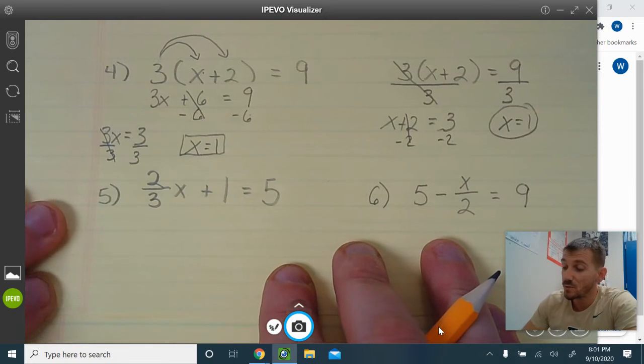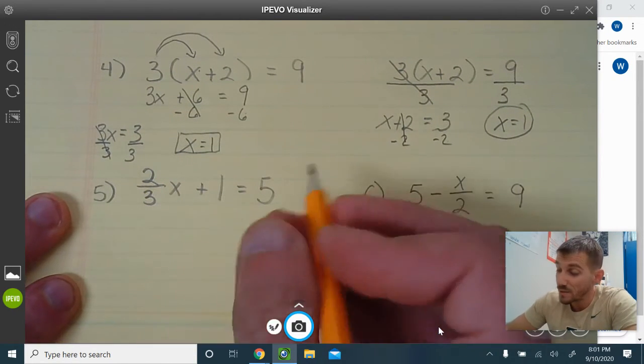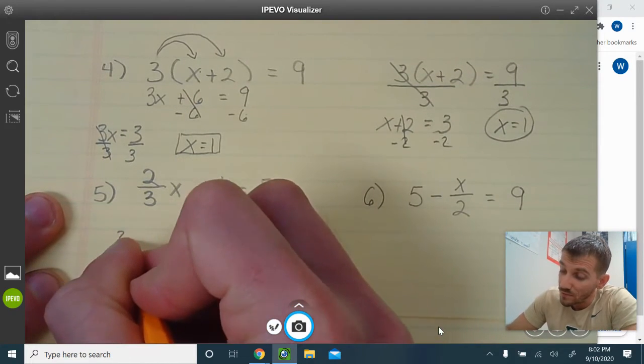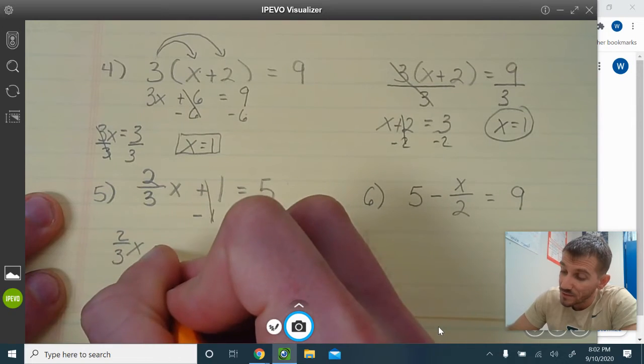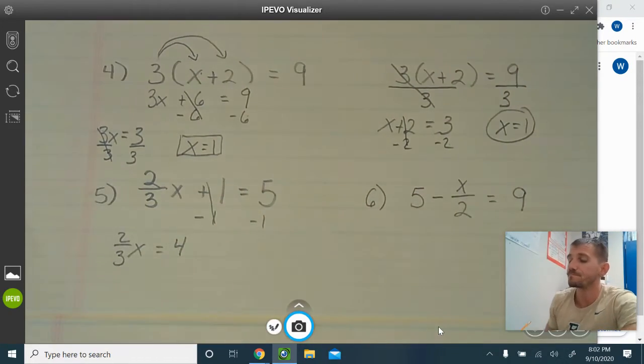2/3 x plus 1 equals 5. I hope it stands out that we can get rid of this plus 1 right away by subtracting 1 from both sides. We're now left with 2/3 x is equal to 5 minus 1, which is 4.